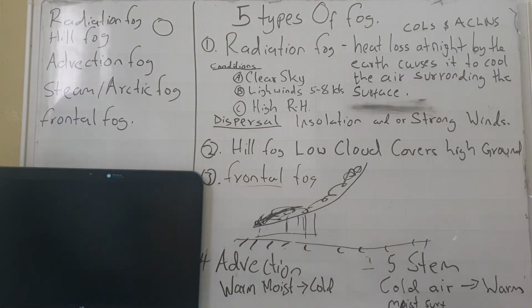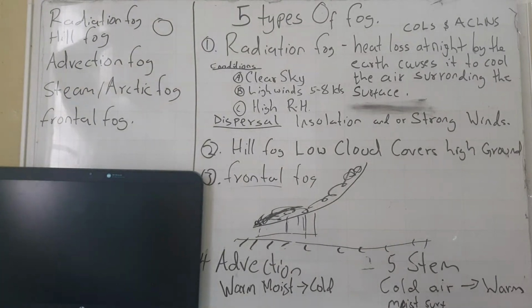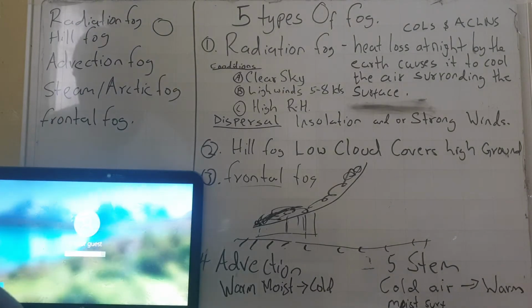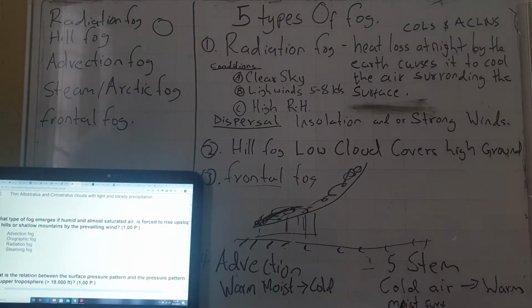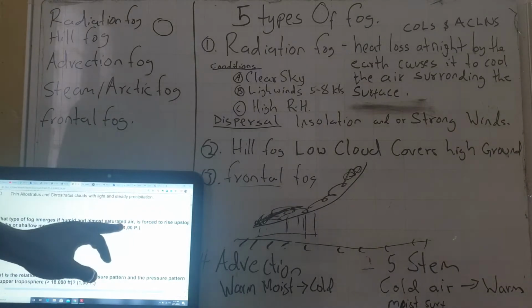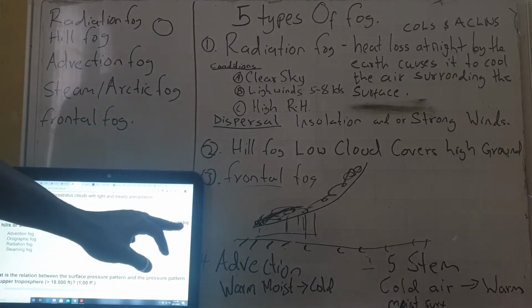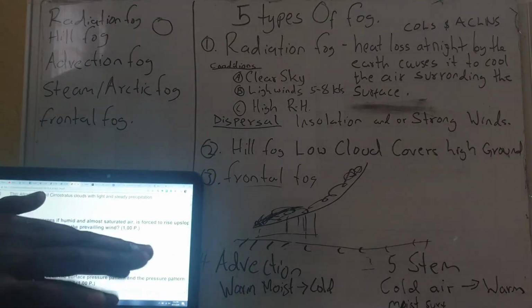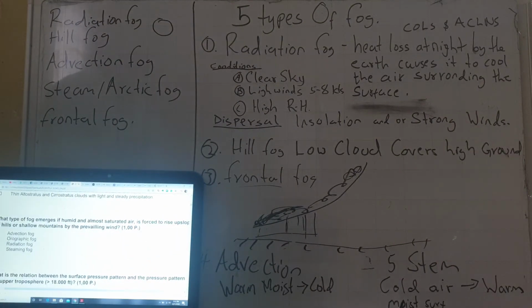So back to our question. Our question was asking which type of fog is, just read question 2 for me. Just read it and see what it says. What type of fog emerges if a humid and almost saturated air is forced to rise upslope? A humid and saturated air is forced to rise upslope.